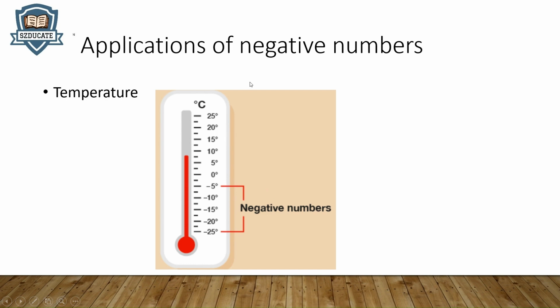In fact, every time you forget the negative numbers, think of temperature. The lower the temperature, the more negative it is. You see -20, -25. So ask yourself, is -25 a lower temperature than -20? Yes. So is -25 a smaller number than -20? Yes.